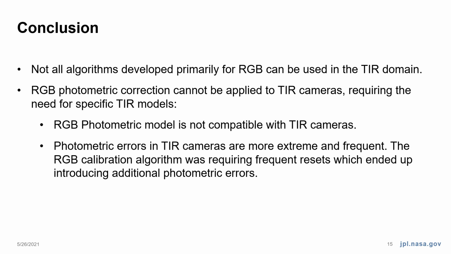Photometric errors in the thermal infrared cameras are more extreme and frequent. The RGB calibration algorithm was requiring frequent resets because of this, which then ended up introducing additional photometric errors. So the RGB algorithm was not developed to handle the extreme and frequent photometric errors that appear in thermal infrared cameras. It was also not able to preserve the contrast of these images, and as you saw in the qualitative results, the contrast of the thermal images was already very low.